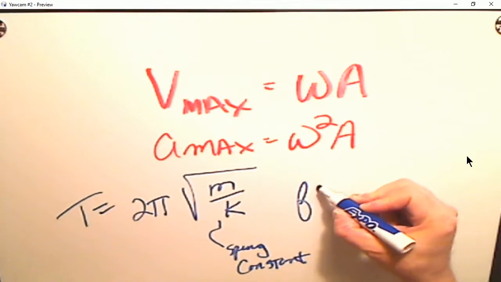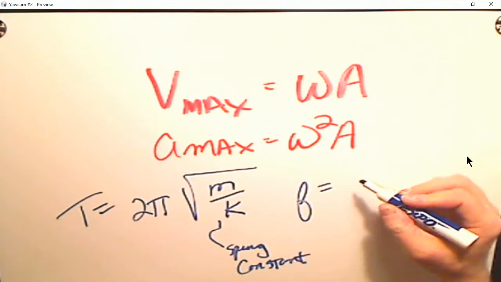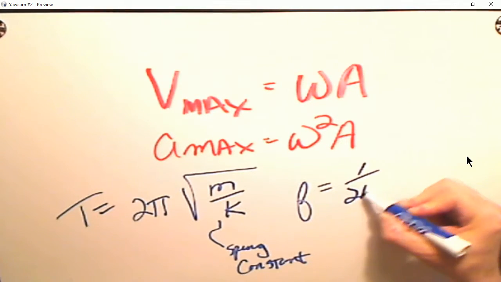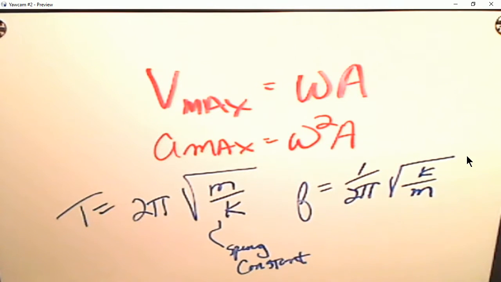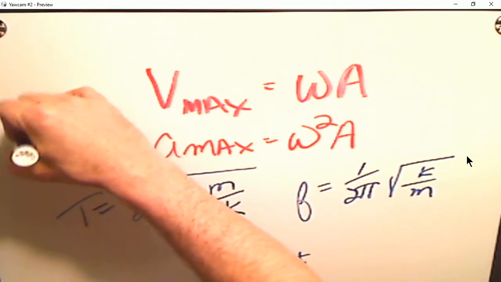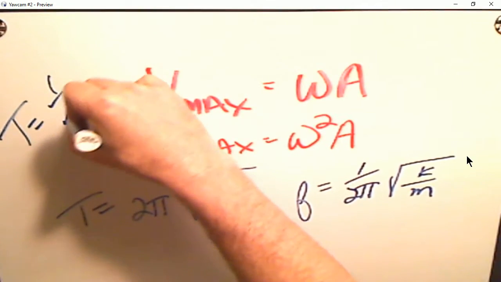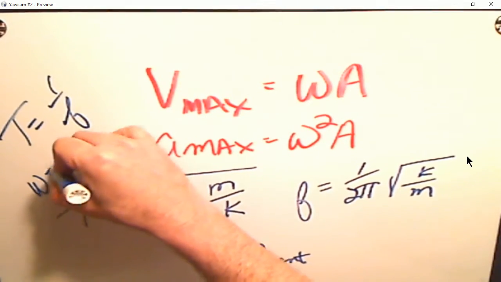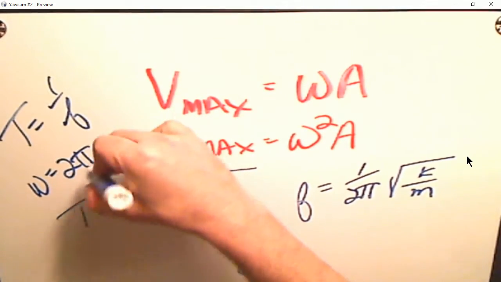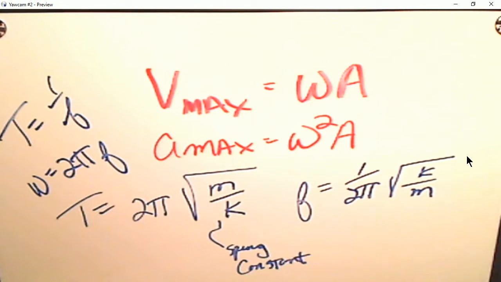And of course then that leads you to frequency is 1 over 2 pi square root of k over m, and the period is the inverse of that. I did already mention, of course, that T is equal to 1 over f, and that omega is equal to 2 pi times the frequency. So you need to know your way around that as well. Okay.